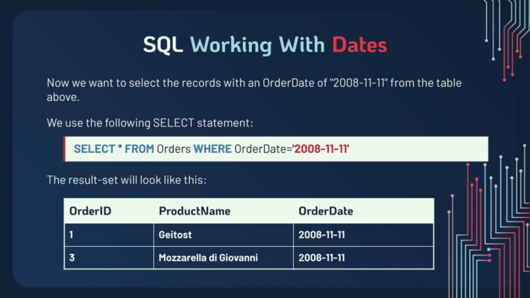Now, we want to select the records with the order date of 2008-11-11 from the table above. We will use the following select statement. Select all from orders where order date is equal to 2008-11-11. Therefore, the result set will look like this. The table will feature two products, with the order date containing 2008-11-11.